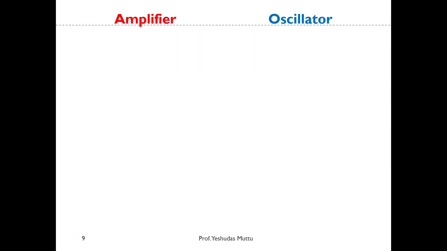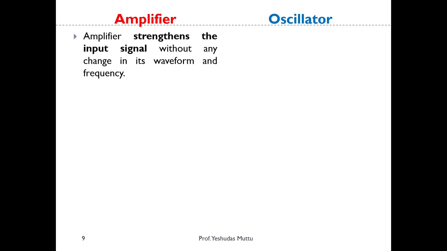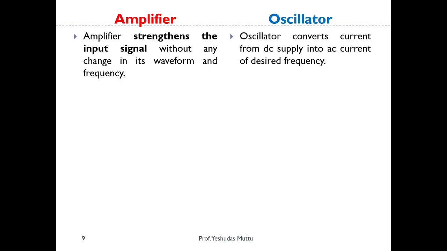Let us have a look at the differences between an amplifier and an oscillator. An amplifier is something which strengthens the signal, which doesn't change any frequency or something of that sort. But an oscillator converts the DC current into AC current of desired frequency, whichever is the frequency at which we have designed the circuit. Now, you all remember, while doing the amplifier experiment, we used to provide an input AC signal of 20 millivolts or 50 millivolts, and we used to get the output.